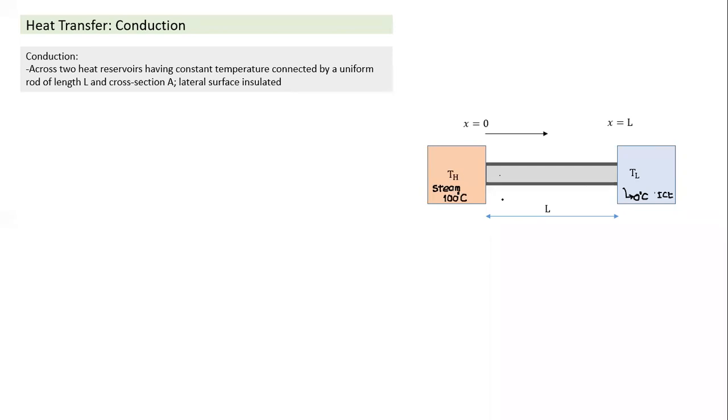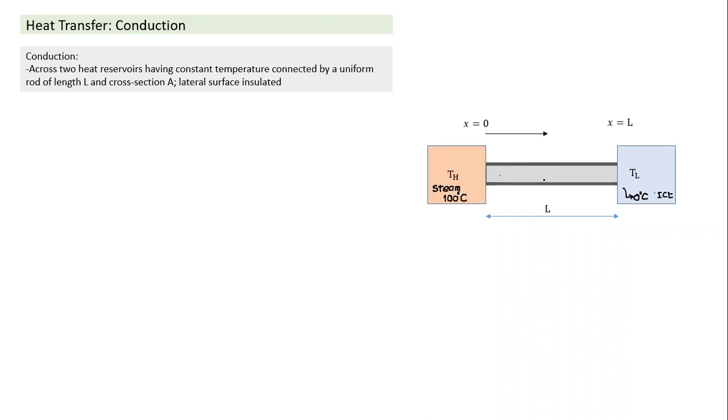Now, whichever way we get the 100 degrees, suppose I take a rod of metal and the sides are insulated. You have seen insulation, it could be thermocol or wool kind of thing. Insulated means it will not lose heat from its sides. And this is connected between the two reservoirs.